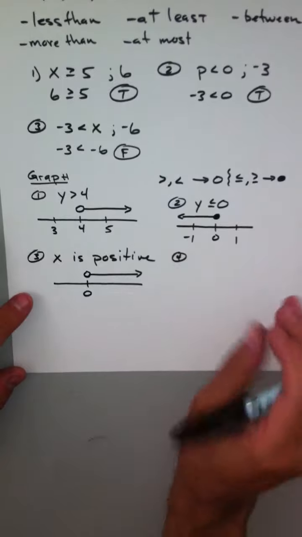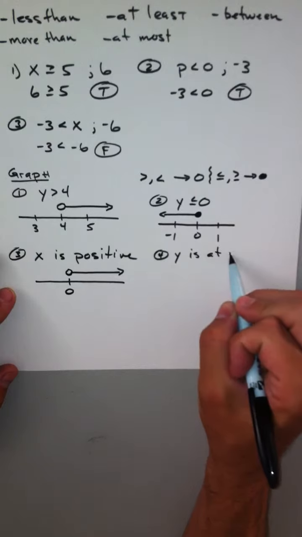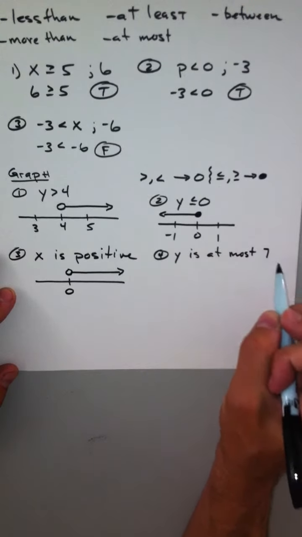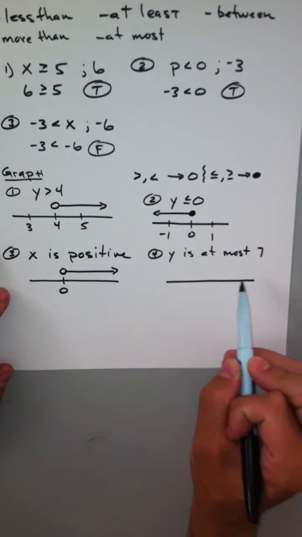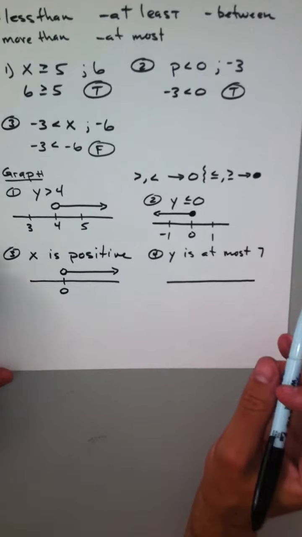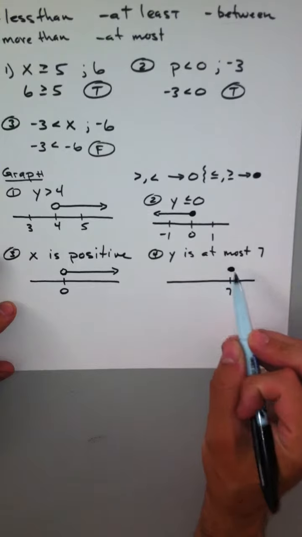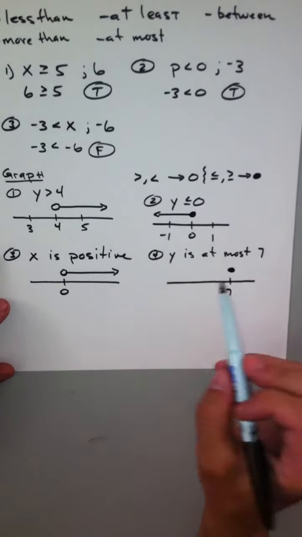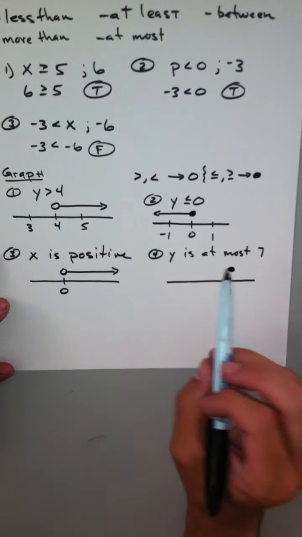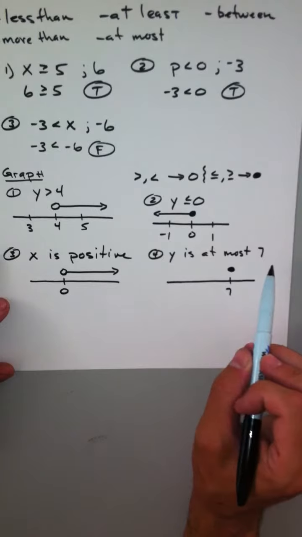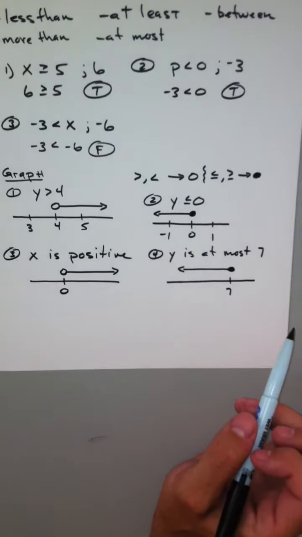Let's try one more here. What if I said y is at most 7? The question that you have to ask yourself is, if it says y is at most 7, does that mean it includes 7? Yes. So that means we're going to have a closed circle. Then the question is, are all these numbers bigger than 7 or less than 7? If y is at most 7, well, at most means it's not going to be bigger than 7 ever. So we will shade this one.